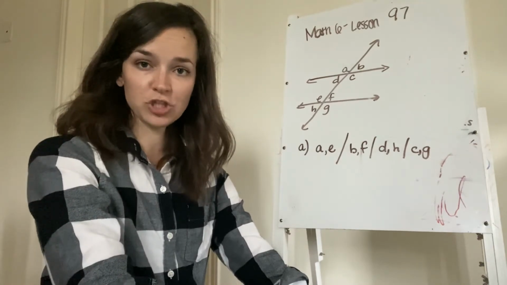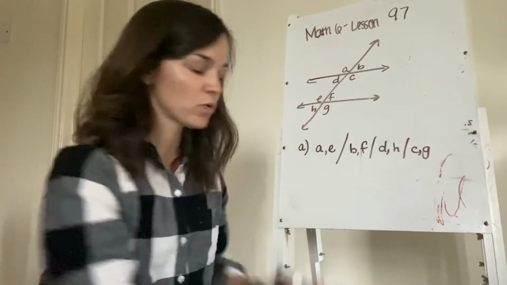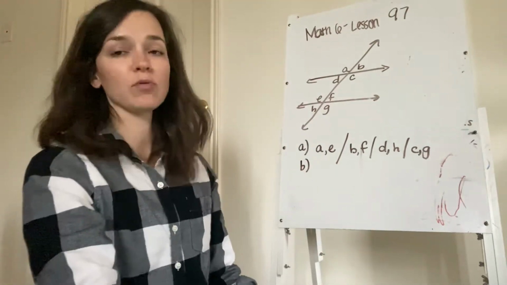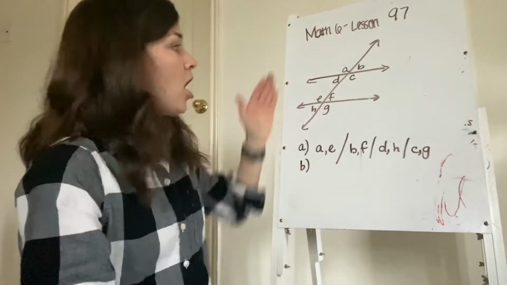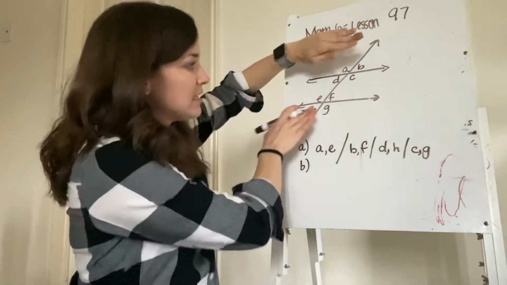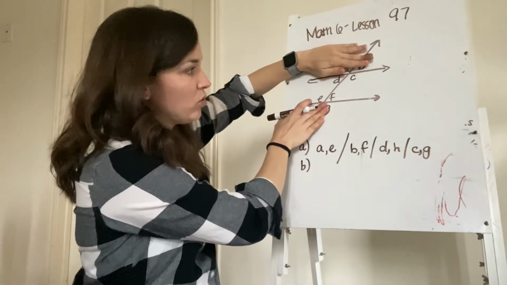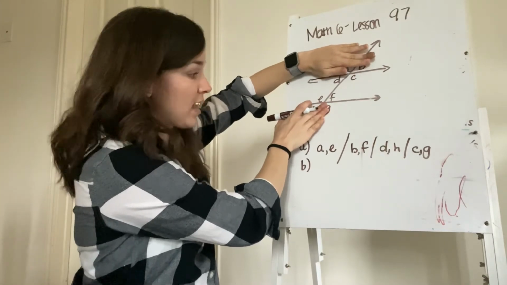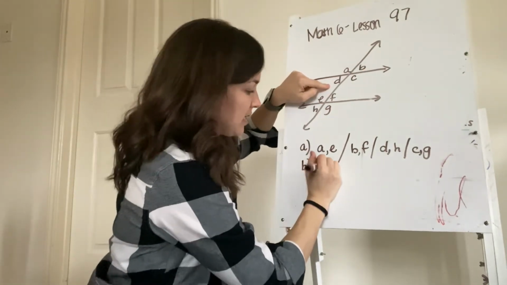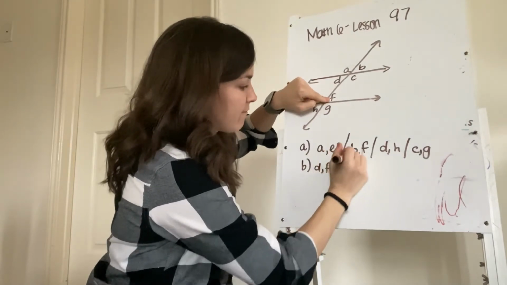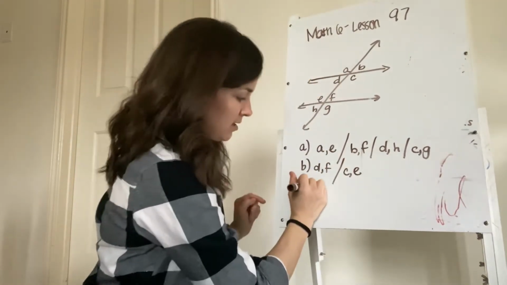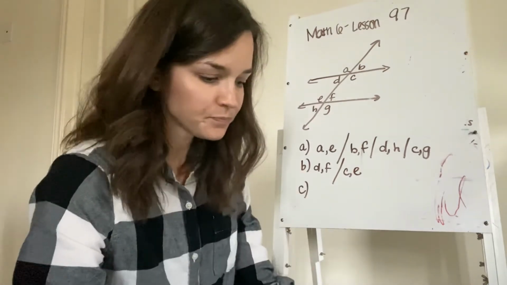That's their relationship, okay? The next one asks us to name the pairs of alternate interiors. So remember we said alternate means opposite sides of the transversal. Interior means inside the parallel lines. So we're only focusing in on these guys, okay? So the only alternate interior angles we have are D and F, and then C and E, okay?